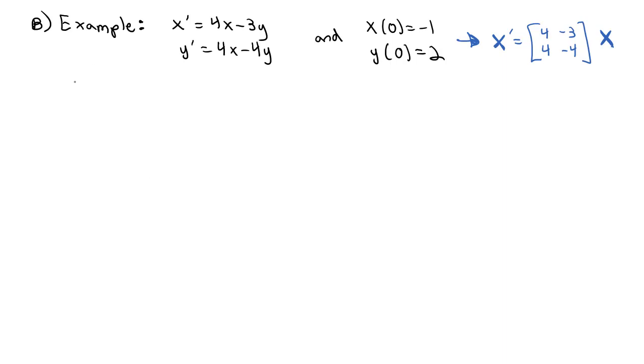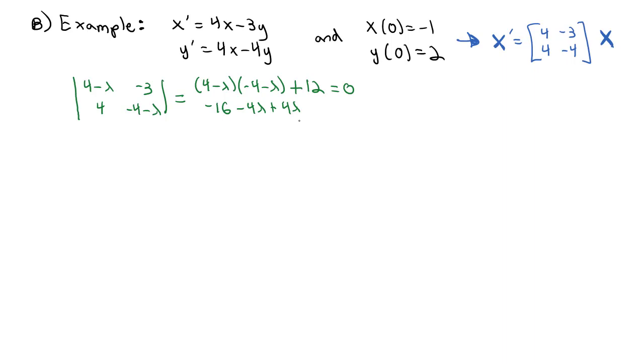All right. First, we're going to find the eigenvalues. So we need to know when the determinant of the matrix (4 minus lambda, -3; 4, -4 minus lambda) is equal to 0. So that gives us 4 minus lambda times -4 minus lambda, minus -3 times 4 is -12. So we now have a positive 12 equals 0. Multiplying this out, we get -16 minus 4 lambda plus 4 lambda plus lambda squared plus 12 equals 0.